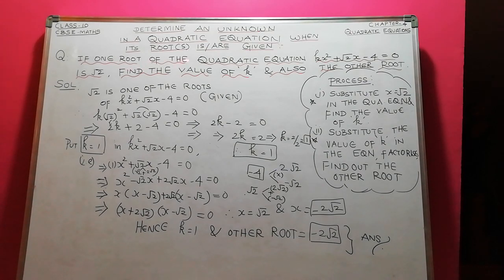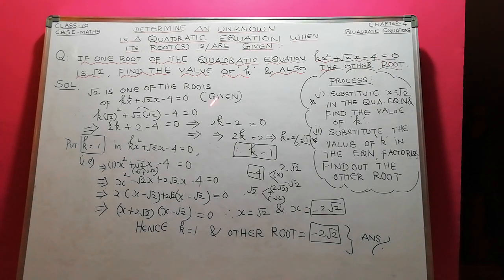If one root of the quadratic equation kx squared plus root 2x minus 4 equal to 0 is root 2, find the value of k and also the other root. That means the quadratic equation given is this, and there are two roots for a quadratic equation. One of the roots is root 2, square root of 2, and we have to find out this unknown k and also the other root.